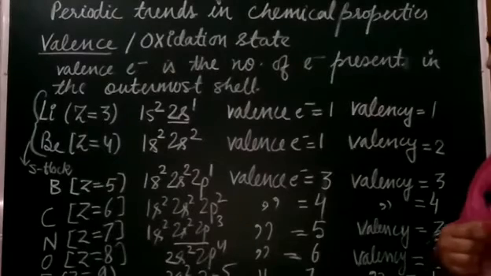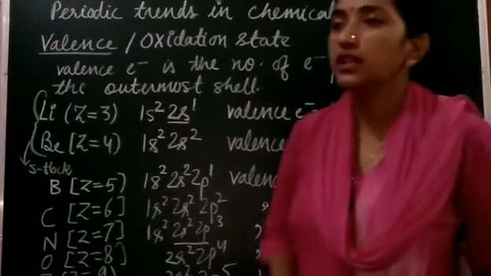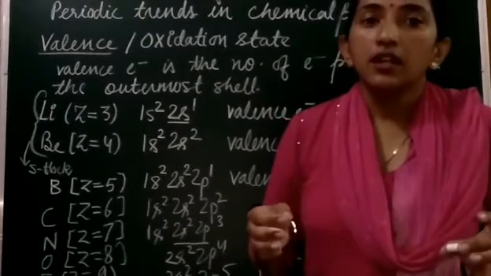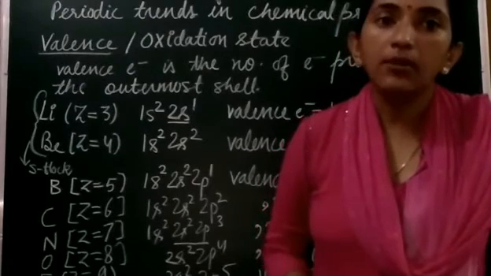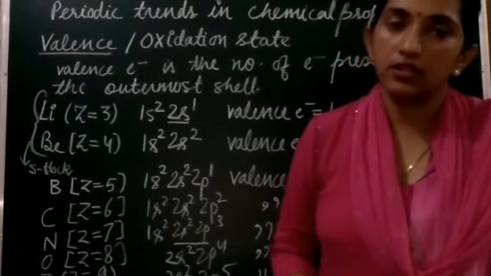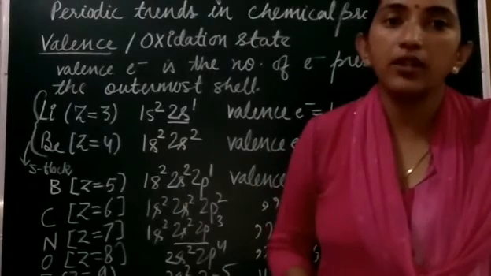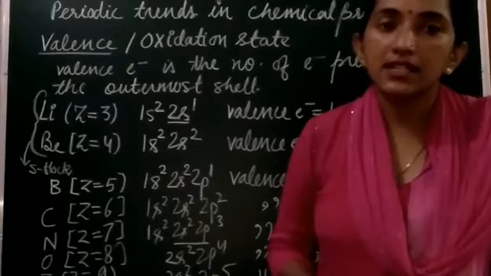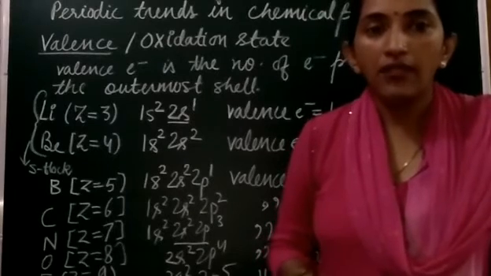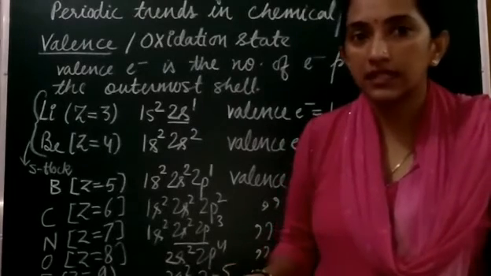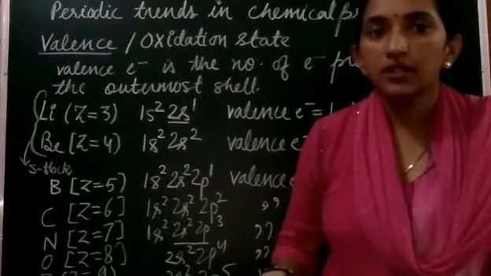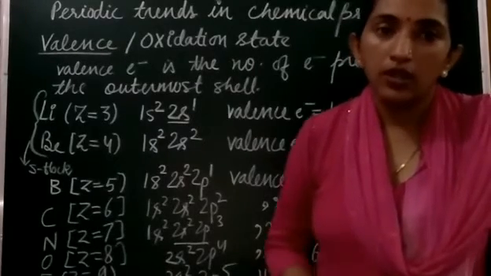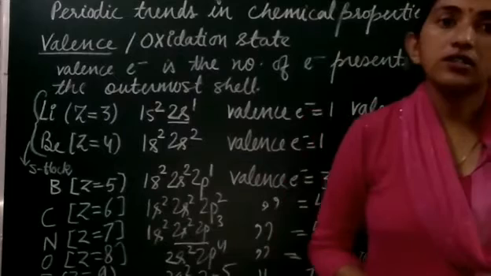So you will find that when we move across the period, there is an increase in the number of valence electrons. It is increasing from 1 to 8, right? But the valency increases from 1 to 4, and then it starts decreasing, and it reaches 0. This is across the period.